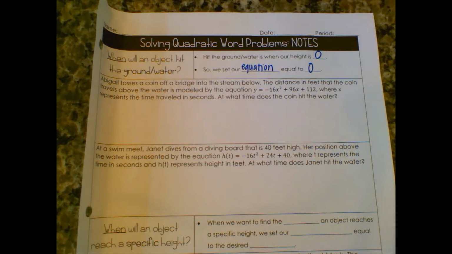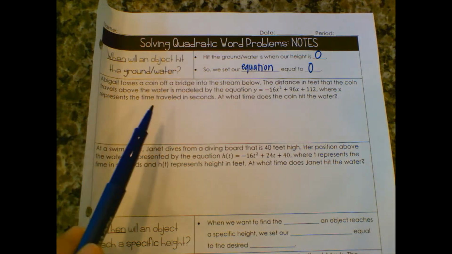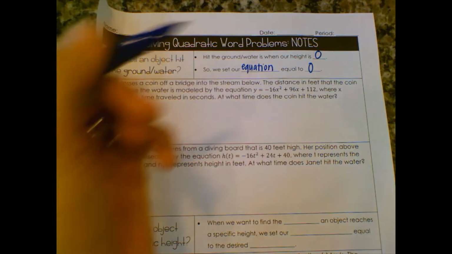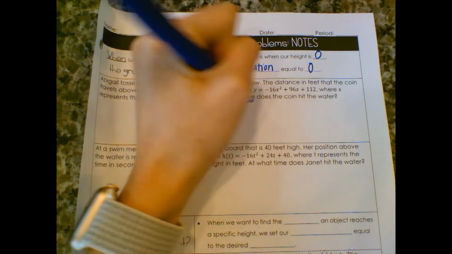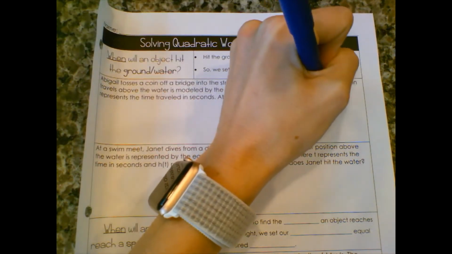So our first question, Abigail tosses a coin off a bridge into a stream below. The distance in feet that the coin travels above the water is modeled by the equation y equals negative 16x squared plus 96x plus 112, where x represents the time traveled in seconds. At what time does the coin hit the water?